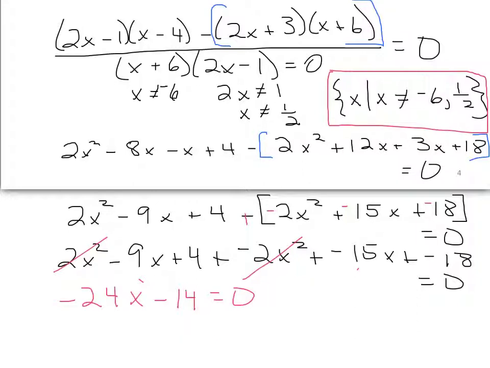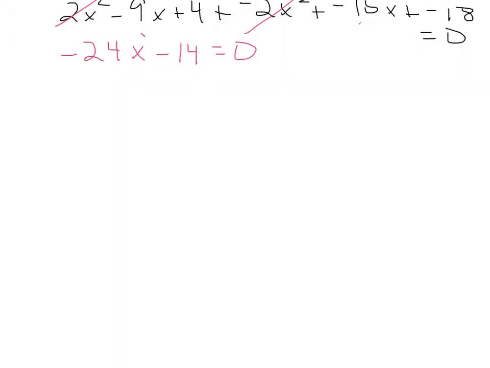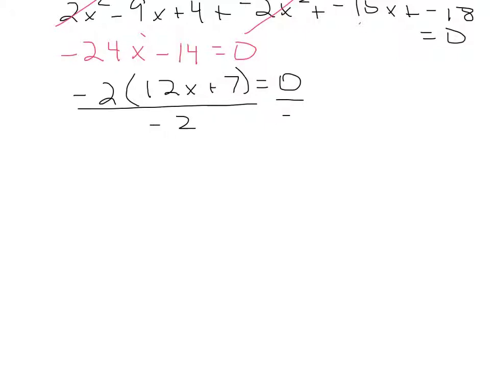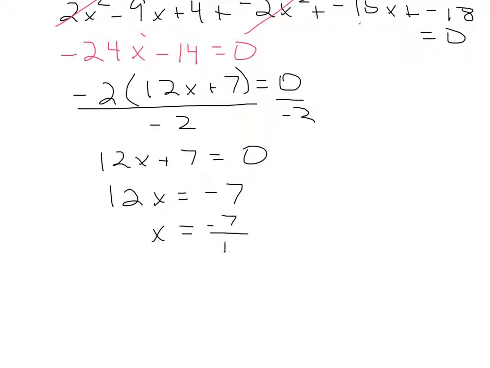So we can pull out a 2 from that, and we have negative 2 times 12x plus 7 equals 0. If we divide both sides by negative 2, we get 12x plus 7 equals 0. And so 12x equals negative 7, and x equals negative 7/12. So we think that's our solution.